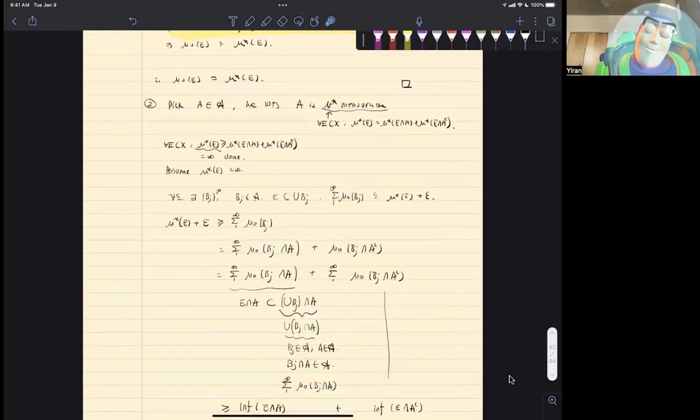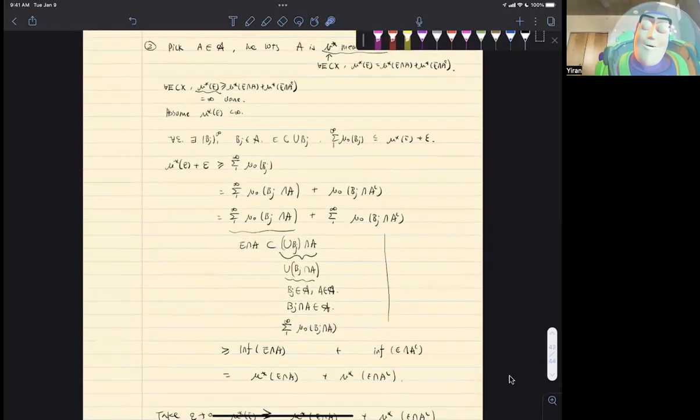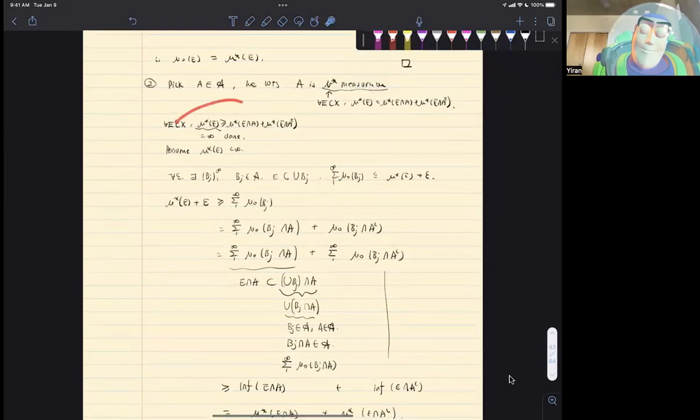Okay, and then the second claim is that if we have A that is in the algebra A, then A is mu star measurable. So you want to prove that, and then you can think about the definition for mu star measurable, right? You prove that definition, and notice that one direction is trivial, and then we just need to show the other direction. So this direction. And also, if this is infinity, then we're done.